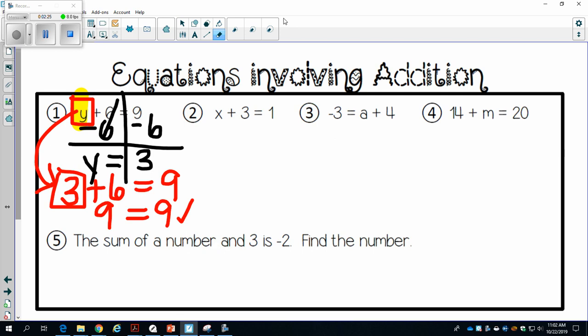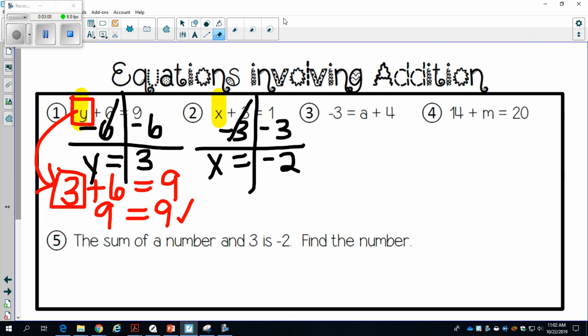All right, let's take a look at the second example. We have x plus 3 is equal to 1. So we're going to start the same way. I'm going to put a line down here to separate the sides of the equation. And I'm trying to isolate my variable, which is x. I'm trying to get rid of that positive 3, so I'm going to subtract 3 from both sides. Okay. The negative 3 cancels out the positive 3, and I'm left with x is equal to, and then 1 minus 3. If I do that on my calculator, I'm going to get negative 2.